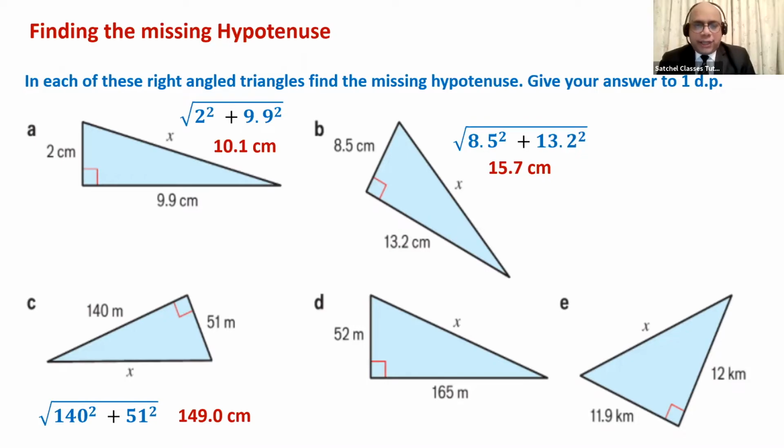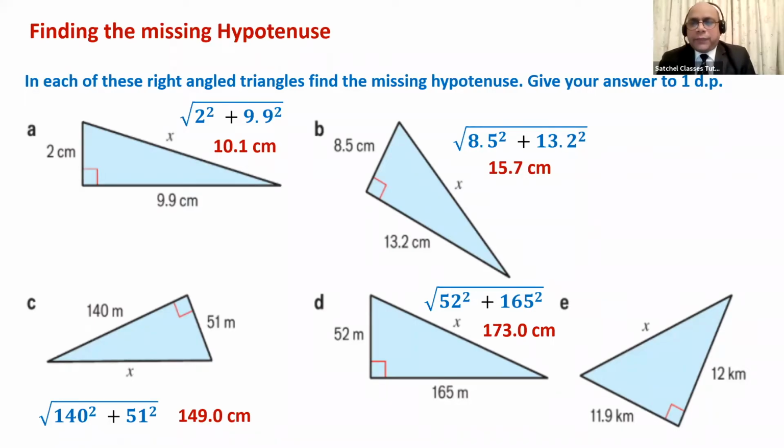In question D, the two perpendicular sides are 52 meters and 165 meters. And hence the hypotenuse, which is x, will be the square root of 52 squared plus 165 squared, which is the same as 173.0 meters. That's a typo. It should be meters, not centimeters.